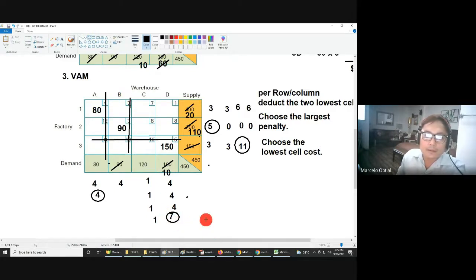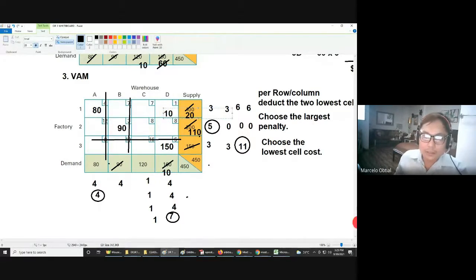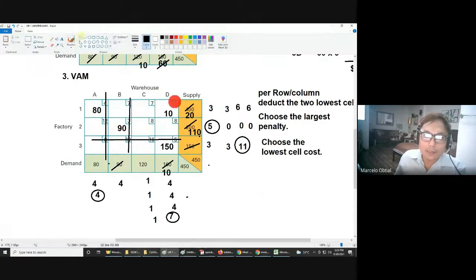Okay, 7. So dito na, column, I mean. Between 8 and 1, you will pick the lowest, no? Here, 1. That is cell 1D. So between 20 and 10, you can only put 10. Okay? So the satisfied column B, cross out, 0. Then meron ka pang natirang 10. Okay?